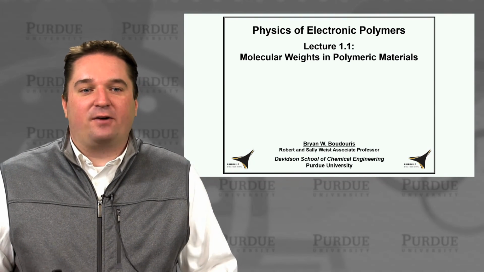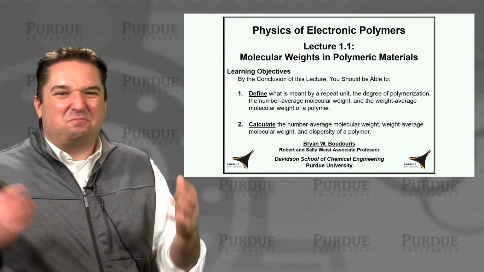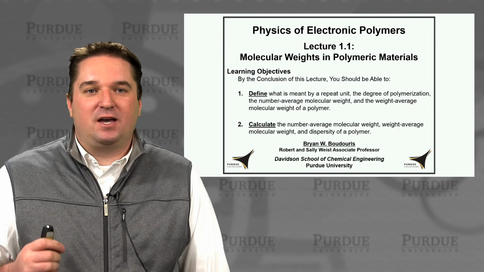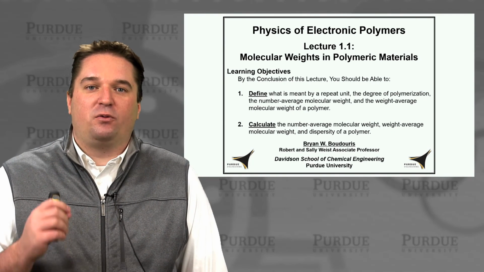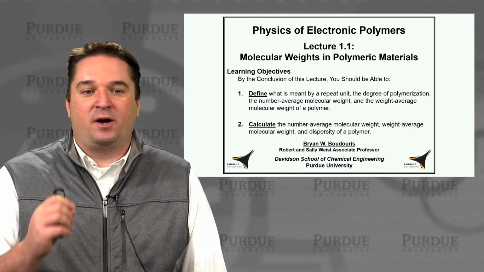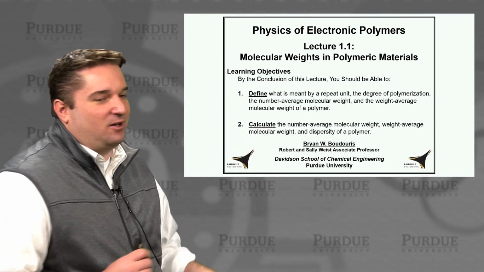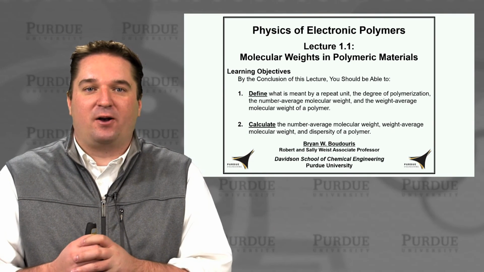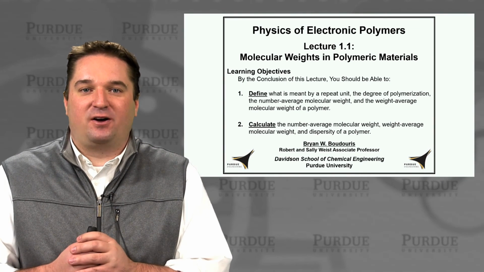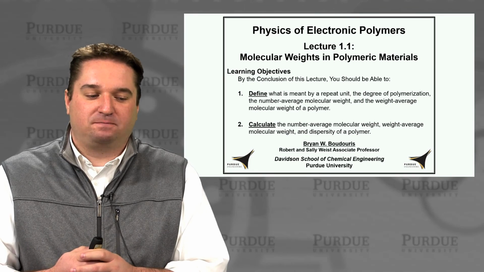In particular, today we have two learning objectives. Those are to define, in more or less a phrase sense or a word sense, what we mean by a repeat unit in a polymer chain, what we mean by number average molecular weight, what we mean by weight average molecular weight, and what we mean by dispersity of a polymer. Then hopefully we'll be able to calculate those values. This is a very important property in polymer science. That's why we're starting out with this foundational lecture, because we'll use this throughout the entirety of the course.